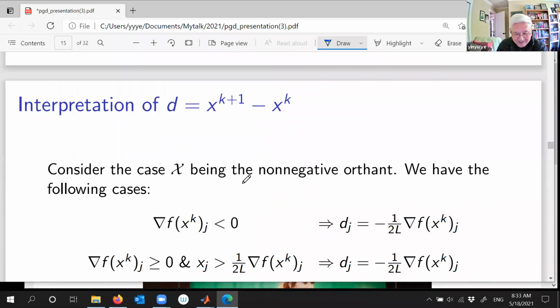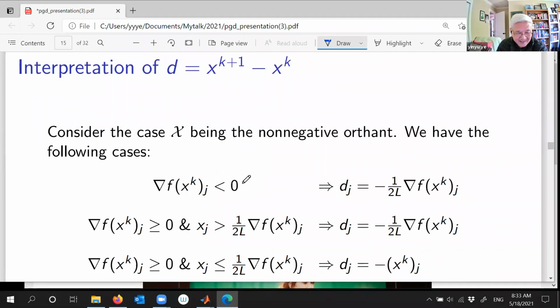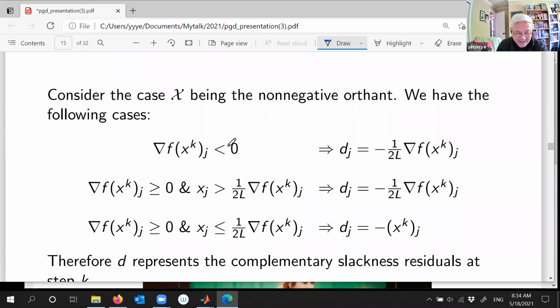So you can easily see, okay, if this X fits the set being a non-negative orthant, remember, I can easily prove. And for this one, it's just truncated. Just remove all the negative points in this steepest descent direction. So basically, you can prove this is less than 0, then d_k is just a gradient vector.